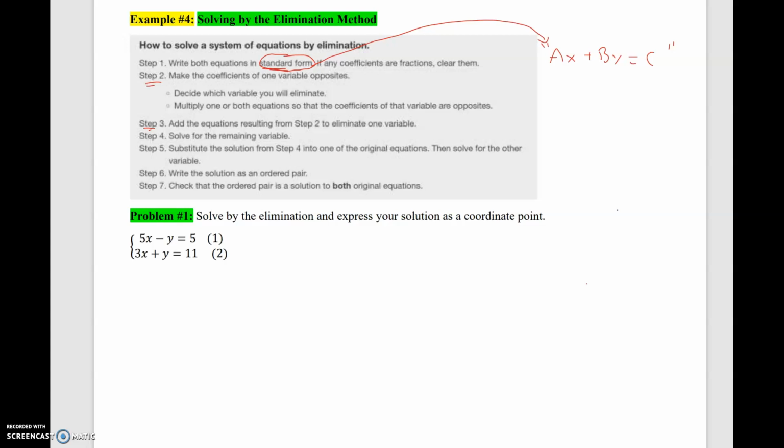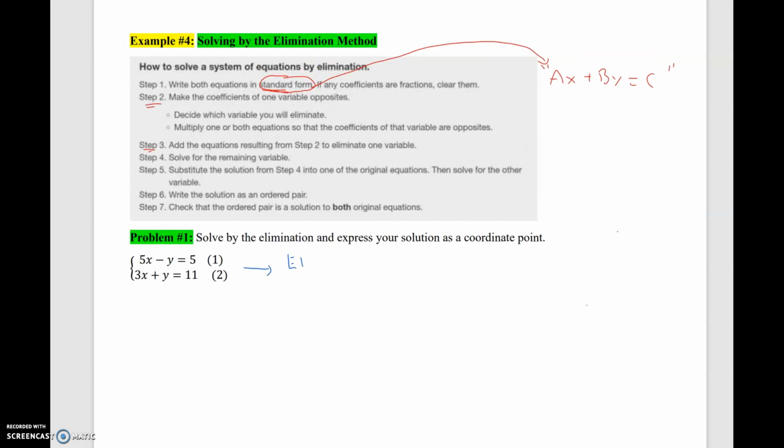So let me just do the steps here. And you do have to kind of mention what steps you're going to take for partial credit. So in this case, eliminate the y's. So we currently have 5x minus y is equal to 5, and 3x plus y is equal to 11.